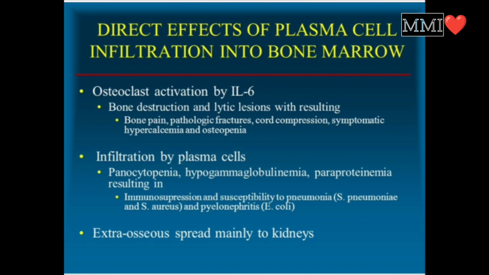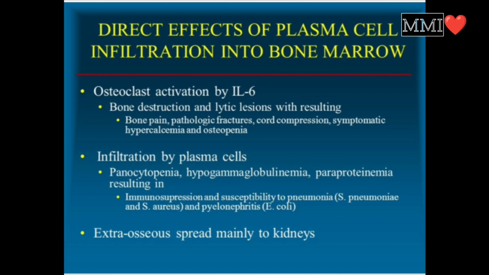Next, osteoclast activation by interleukin 6 causes bone destruction and lytic lesions, with resulting bone pain, pathological fractures, cord compression, symptomatic hypercalcemia and osteopenia. So interleukin 6 causes bone destruction. There is bone resorption, osteolytic bony lesions, punched out lesions.